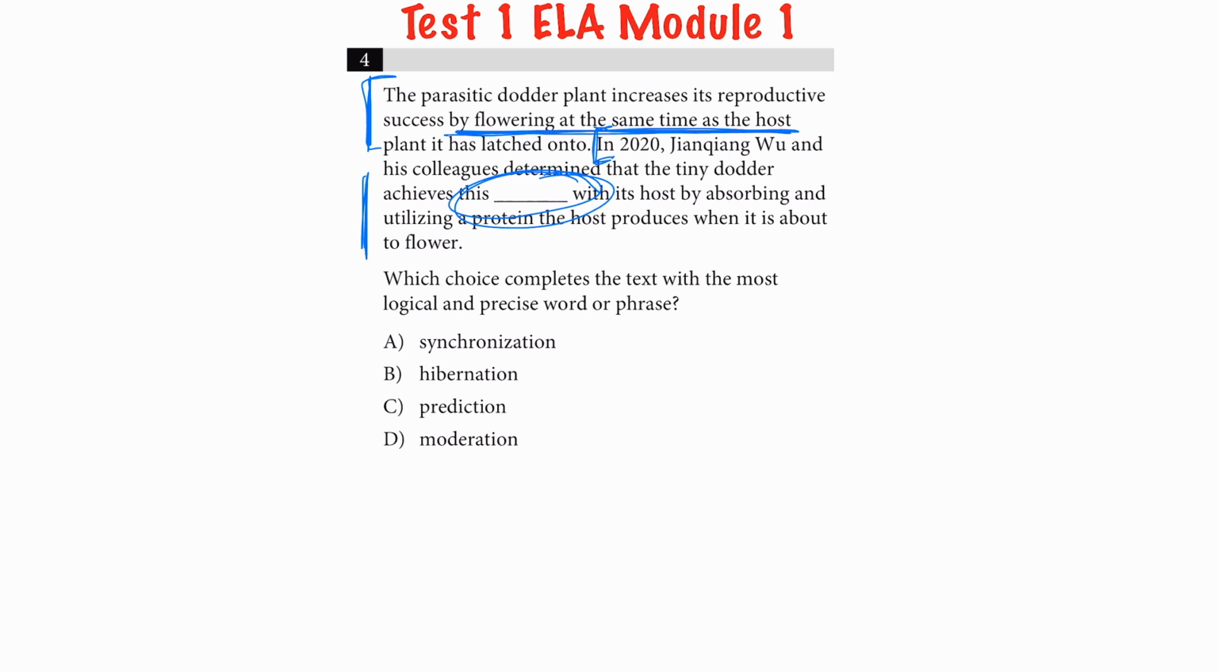In 2020, J.W. and his colleagues determined that the tiny daughter achieves this blank with its host by absorbing blah, blah, blah. Okay, so at first I know when I did this problem, I thought it was like achieves this feat, right, or something like that. And so I used the word feat, this impressive event, something like that, but I wasn't able to make any progress on the answers with that choice.